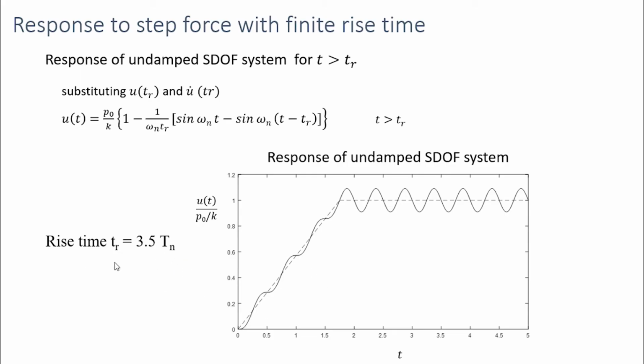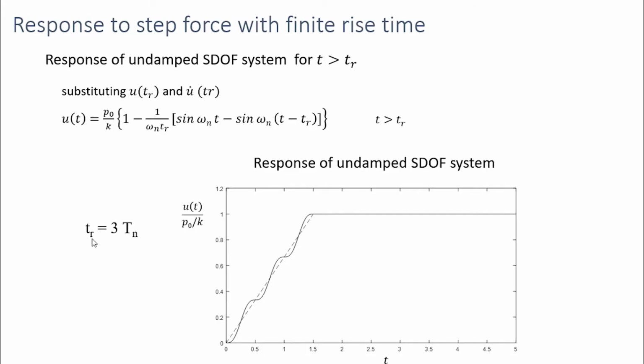This plot is for a rise time equal to 3.5 times Tn. So this is a large rise time. Here, as you can see, during the ramp portion, the system is oscillating, but the amplitude of oscillation is very small, and it is oscillating about the static response as we have discussed earlier. After T equal to TR, it is oscillating about this static response P naught by K. Now let's see the response for other values of rise time.